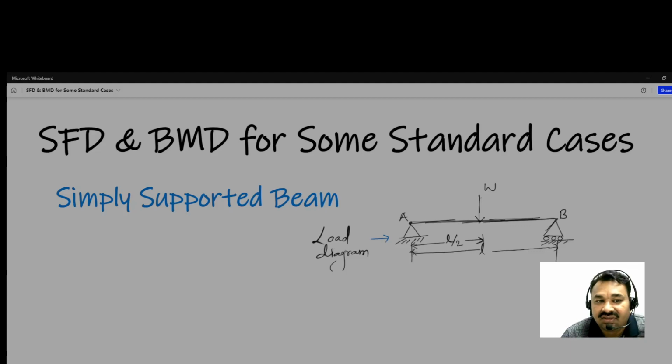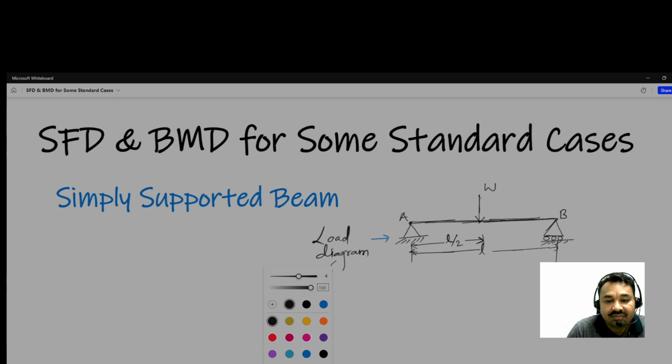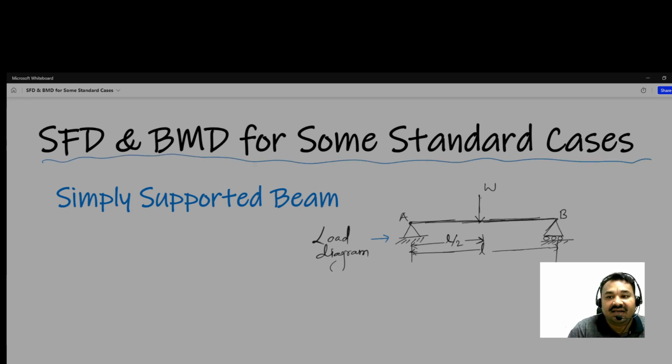So, dear friends, once again welcome, and let us discuss the SFD and BMD for some standard cases, like cantilever beam and simply supported beam with different loading conditions like point load, distributed load at the mid or somewhere else. In previous lectures we have discussed how to find the support reactions and how to draw the SFD and BMD for the cantilever beam.